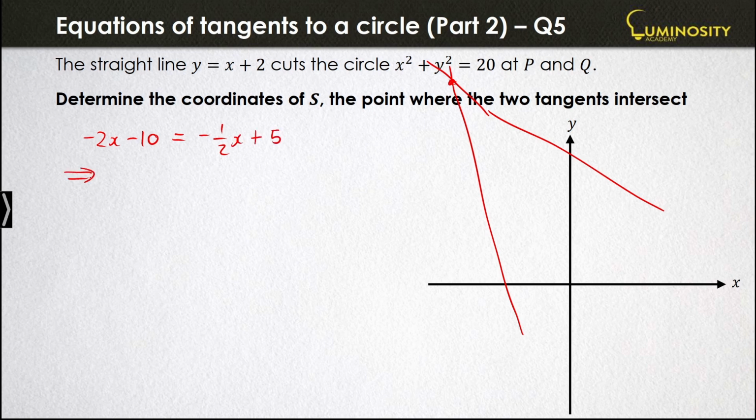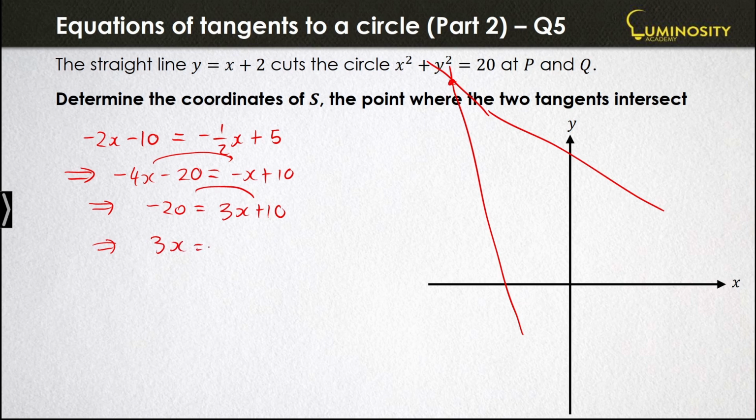What I'm going to do is multiply everything by 2 first to get rid of that fraction. So negative 4x minus 20 equals negative x plus 10. Then I'm going to move negative 4x over to the right-hand side. So I have negative 20 equals positive 3x plus 10. Then I'm going to move the 10 across, so 3x equals negative 30. Dividing both sides by 3, I get x equals negative 10.